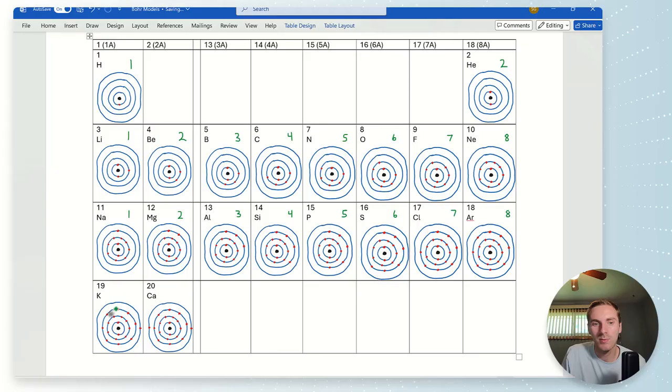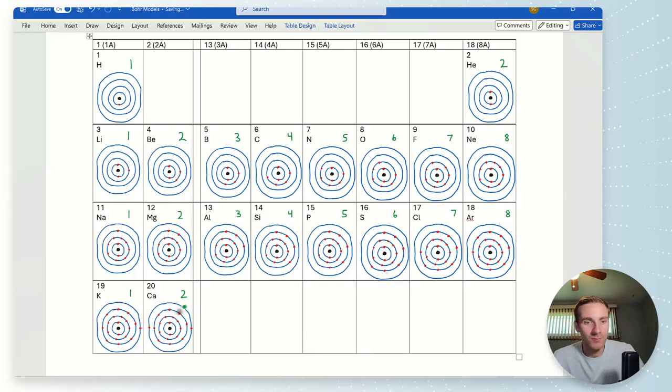And then again with potassium, we are now into the 4th level. It's got 1 electron in the 4th level, so it's got 1 valence electron. This last electron needs to go in the 4th level because the 3rd level can also only hold 8. Argon had a full 3rd level with 8 electrons, so if we add 1 more to that, it needs to go in the 4th level. And then calcium's got 2 valence electrons in its 4th level.